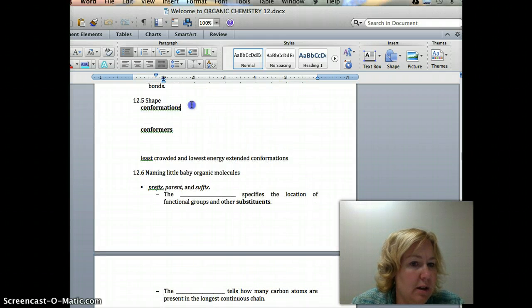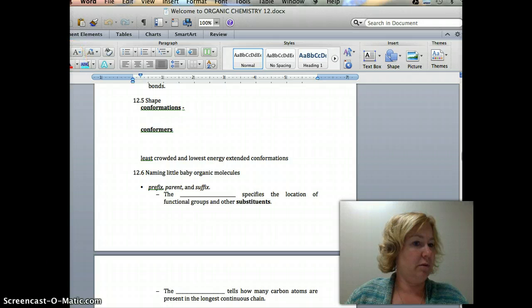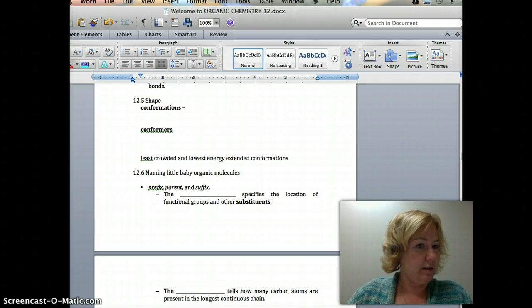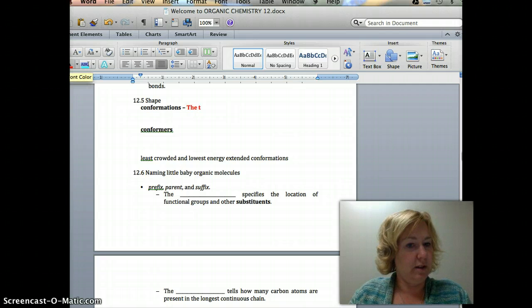Okay, conformations. Let me define this for you in red. Why is it not in red? I clicked red and it's not doing it. Okay, let's try again.